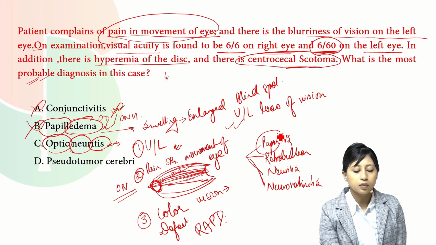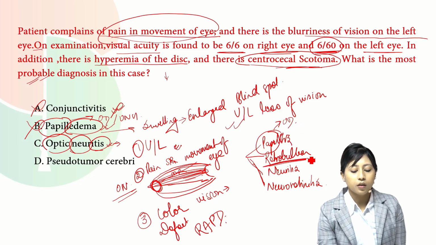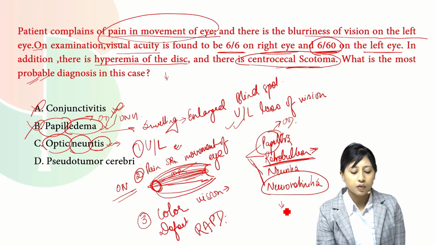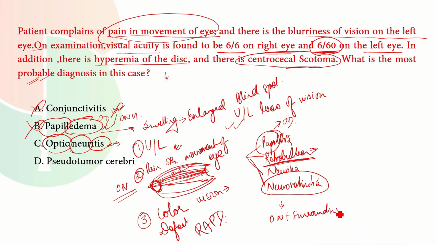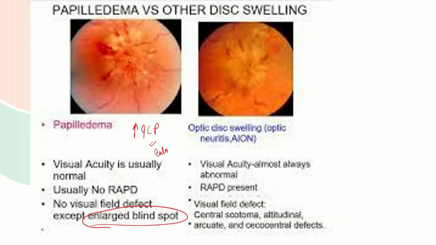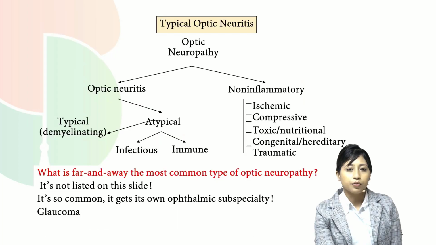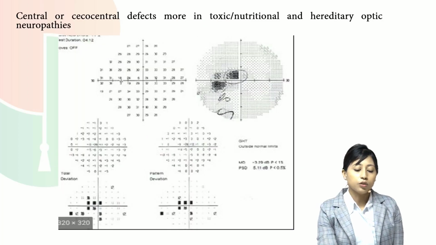Papillitis means involvement of the optic nerve, the optic disc, right? Retrobulbar means behind the eye, behind the eyeball, and neuroretinitis means optic nerve plus surrounding retina. In the case of papillitis, it presents with hyperemia of the disc. We can see there is hyperemia of the disc, and it can also be associated with hemorrhages, and RAPD is present. And in the visual field, we can see the centrocecal scotoma.